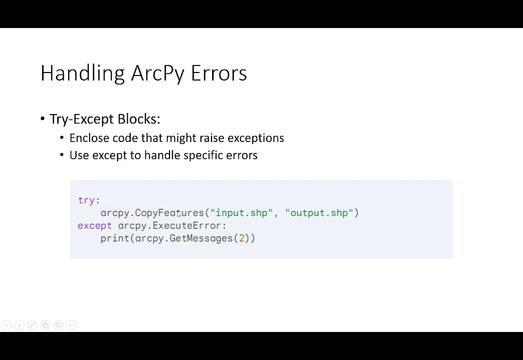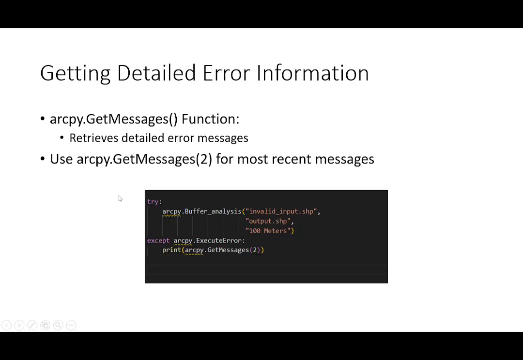And we do this to get the last message, or the most recent message. So we do arcpy.GetMessages, a function that retrieves the detailed error messages, as you saw in the previous slide. Using the ArcPy messages, we get the most recent message. And it's a good practice to look at that last message because it's usually the most informative one that's occurred within the process.